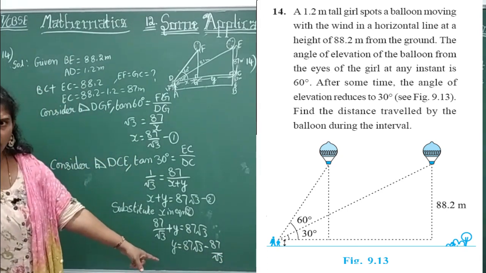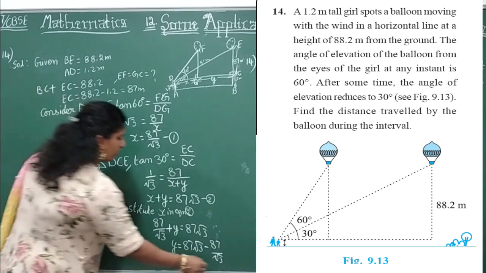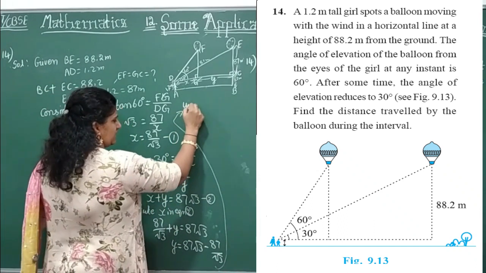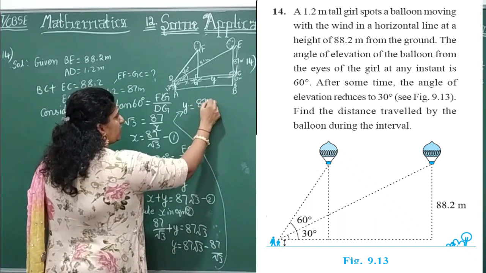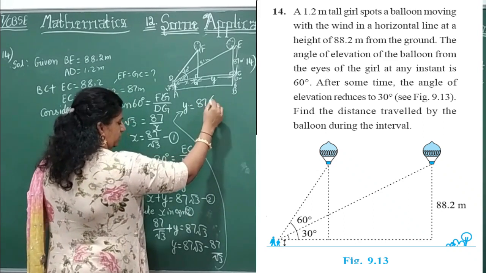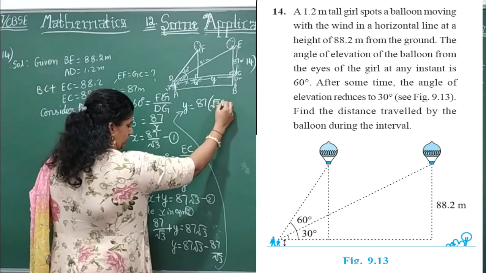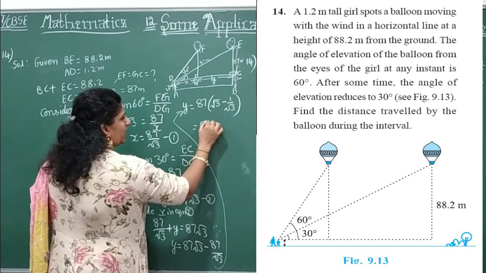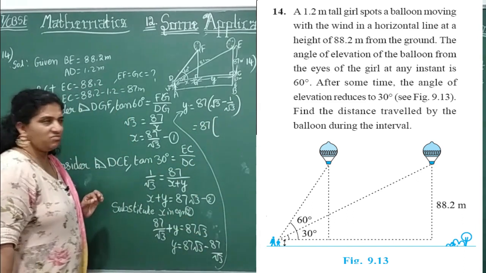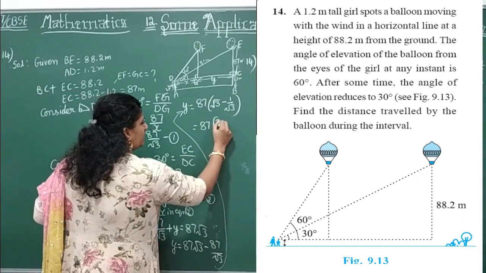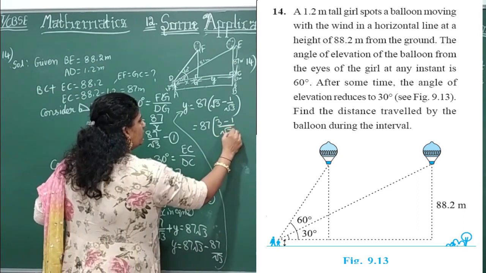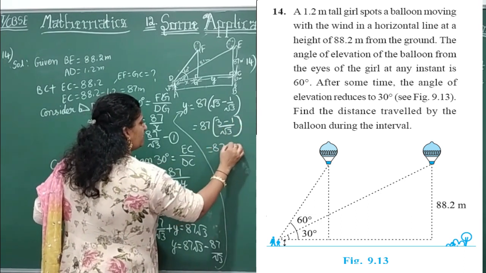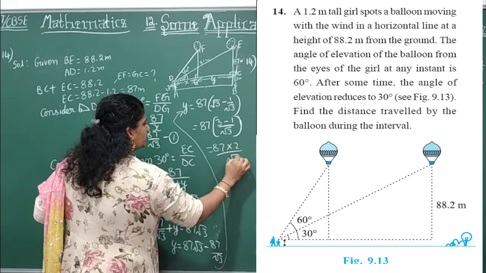Now, is there anything common? Yes, 87 is common. So, look here. We are going to continue the problem here. So, y is equal to, take out 87 common, children. It's not 1, only root 3. You can write root 3 minus 1 by root 3. That is equal to 87 into, do LCM here, children. Root 3 into root 3 will be 3, minus 1 by root 3. 3 minus 1 will be 2 by root 3.